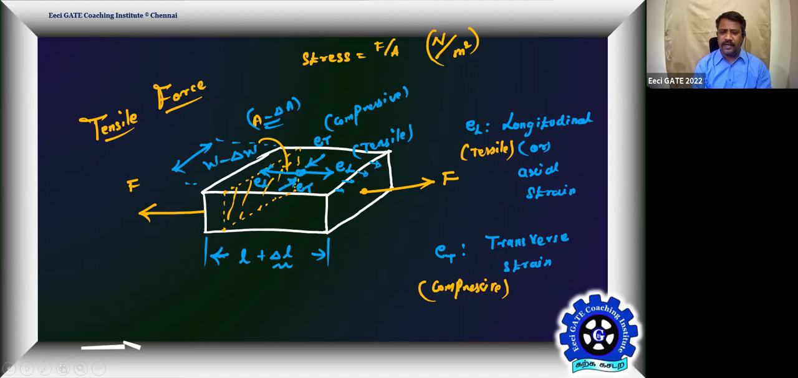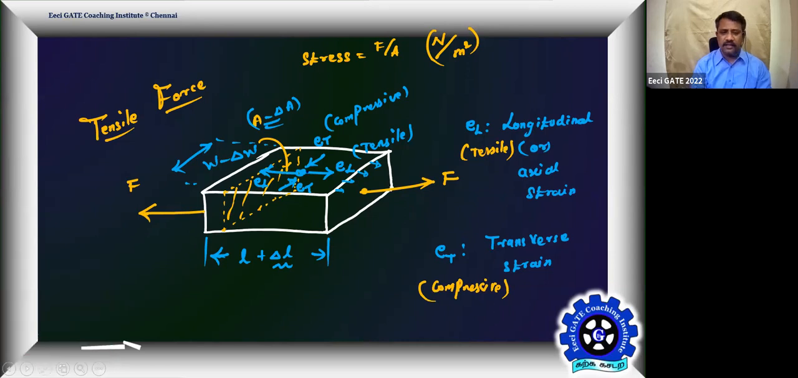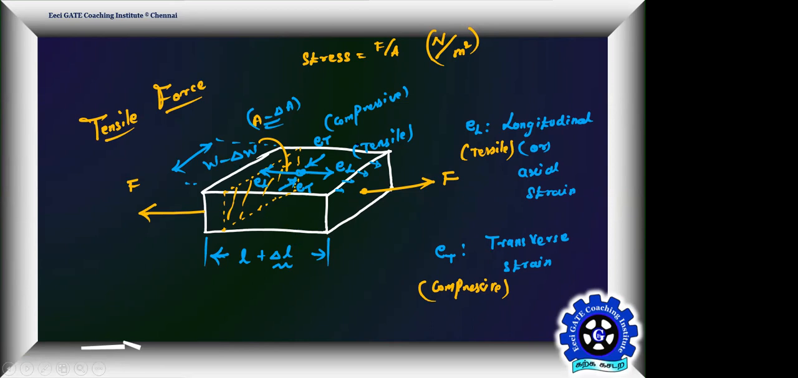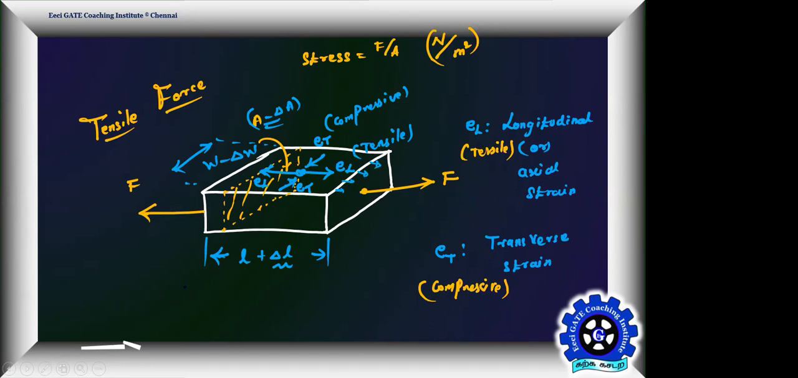How many sides is the metal block having? Six, sir. The top is one side, bottom is another side. Leaving top and bottom, how many more sides? Four, sir. So total, a rectangular or square metal block will have six sides. Yes, I can represent this EL and ET on any side.